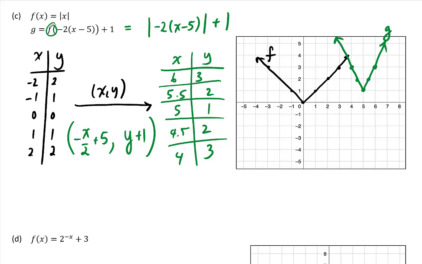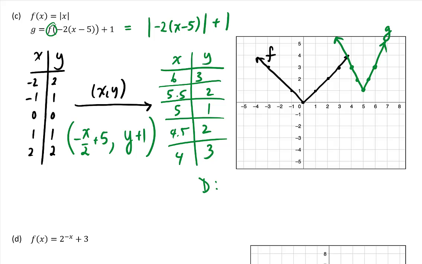And there's f. So again, if we think about it in terms of transformations, we're going to compress this horizontally by a factor of 2. That's why the V looks more narrow. We're going to reflect it across the y-axis, so the V still looks like a V if you reflect it across the y-axis. Then we're going to move it 5 units to the right and 1 unit up.